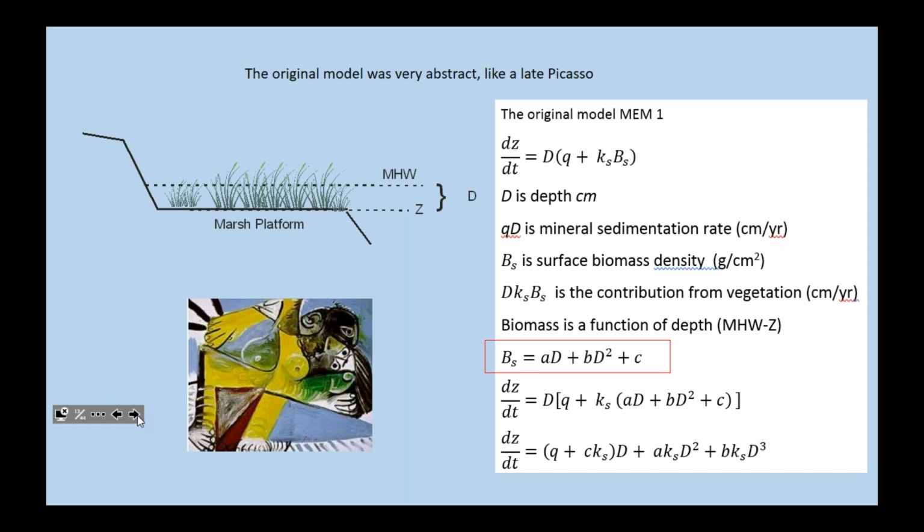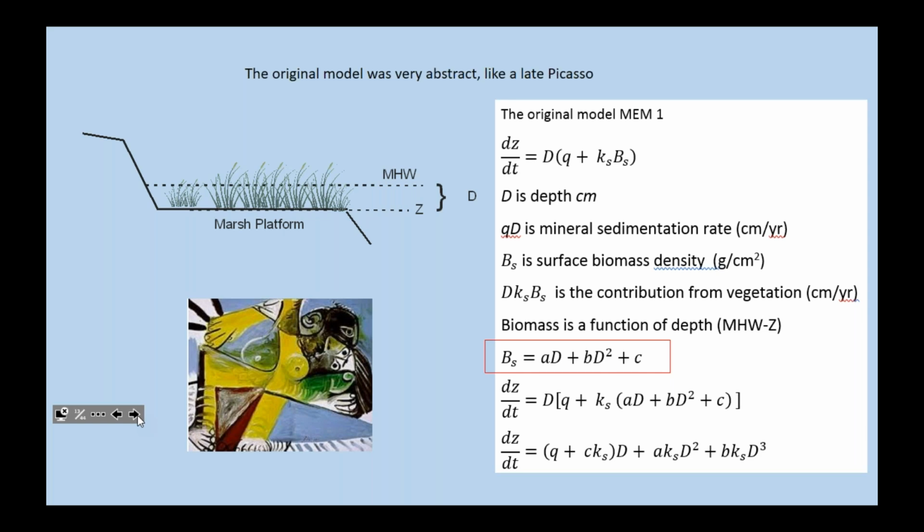And so the change in the elevation of the marsh is a function of depth. You know, if depth is 0, then there's no mineral getting to the surface of the marsh. So it's a function of the depth and a settling velocity term. And it's proportional to the biomass. So the plant's making biomass. Now that's also related to depth. And so D is depth, QD is sedimentation rate, BS is the surface biomass density.